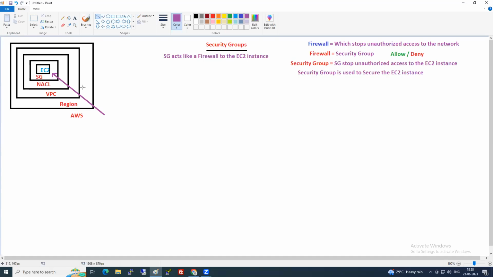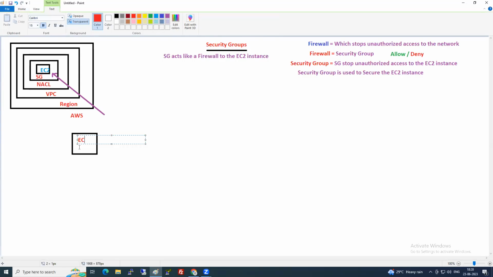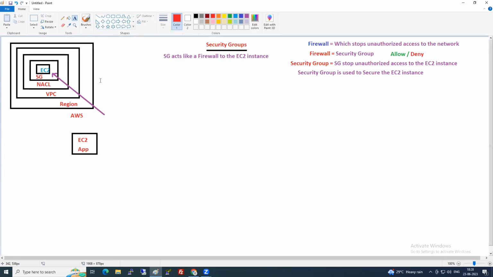Okay. Now, let me go ahead and let's say this is one EC2 instance. Imagine I have some application inside it. EC2 instance is secured by security group. What is that? EC2 instance is secured by security group. Now, security group has two types of rules. How many rules are there? Two types of rules. One is called inbound rule and another one we call it as outbound rule.